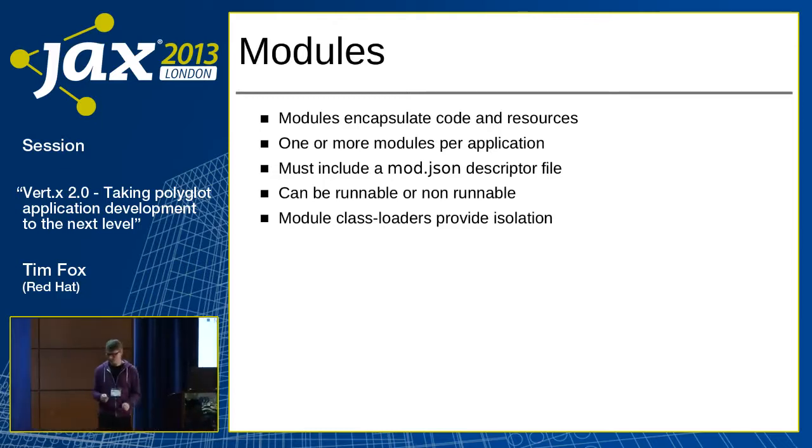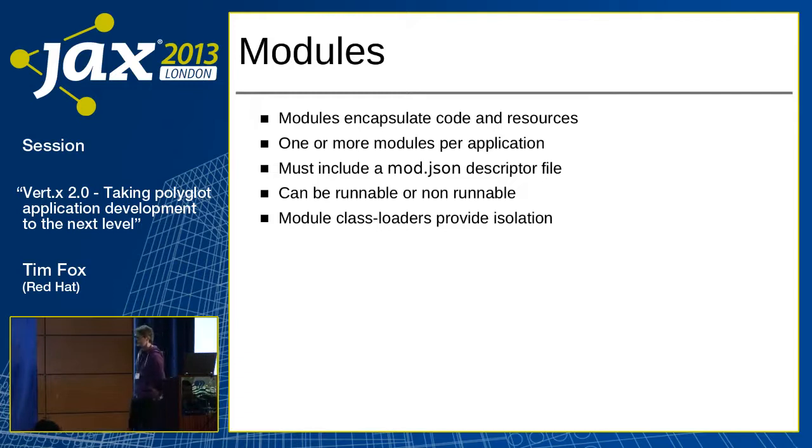So what is a module? A module in Vert.x encapsulates the code and resources of your application. For a typical application, maybe a small application, you may only have one module. For a larger application, you may make it into several modules. One thing about a module is that it has something called a mod.json descriptor file in it, which is basically a text file that contains some JSON which describes stuff about the module. A module can be runnable or non-runnable. In a runnable module, you have a field called main, which points to the verticle that's run when you execute the module.